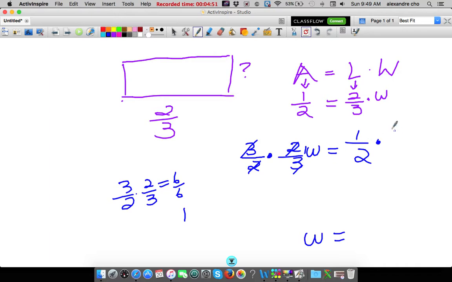On the other side, we have to multiply. Remember, whatever you do to one side, you must do to the other side. So on the top, we get 3, and at the bottom, we get 4. Do we have an answer that says 3/4? Yes, we do. Letter B.